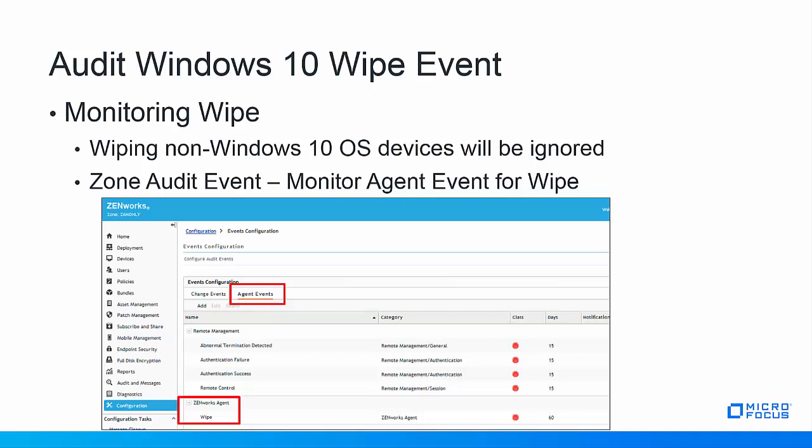Wiping a device can be very serious. It is a quick task, so you can configure the Audit change event, Quick Task events. This setting will capture all quick tasks done from the console, including refreshes, inventory, and others. But more specifically, configure the agent event, ZENworks agent wipe event. This will audit on any specific wipe event, indicating who initiated the wipe.